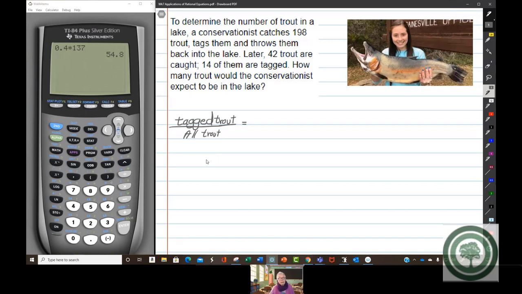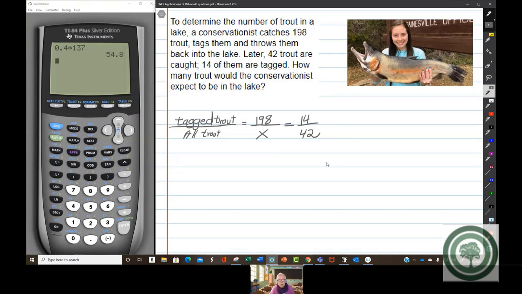So in the beginning, the conservationist tags 198 trout out of all the trout in the lake. And we don't know how many that is. Later, he comes back and 14 of them are tagged, out of a sample of 42 trout. So here you have 198 out of all the trout equals 14 out of a grand total of 42 trout that are caught. And then he looks and sees how many are tagged.